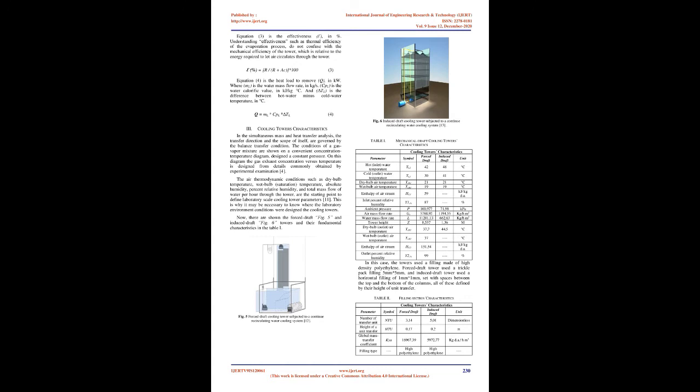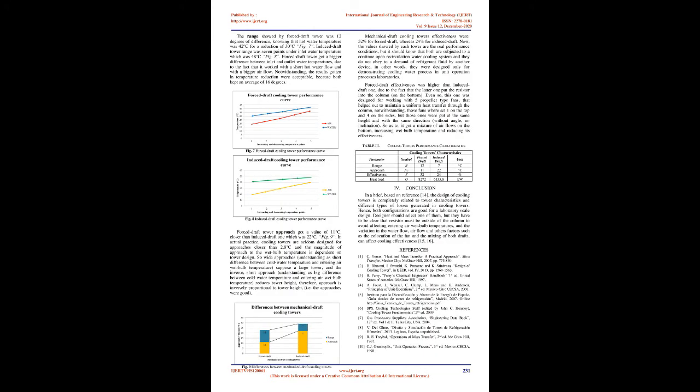Equation 1 is the cooling range, R, the difference between the hot water temperature, TL2, and the cold water temperature, TL1, in degree C. At a fixed heat load, increasing the range decreases the circulating water flow. So, the tower needs a small surface of heat transfer, thus, a small tower height.